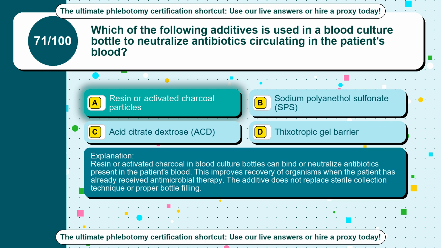Resin or activated charcoal in blood culture bottles can bind or neutralize antibiotics present in the patient's blood. This improves recovery of organisms when the patient has already received antimicrobial therapy. The additive does not replace sterile collection technique or proper bottle filling.